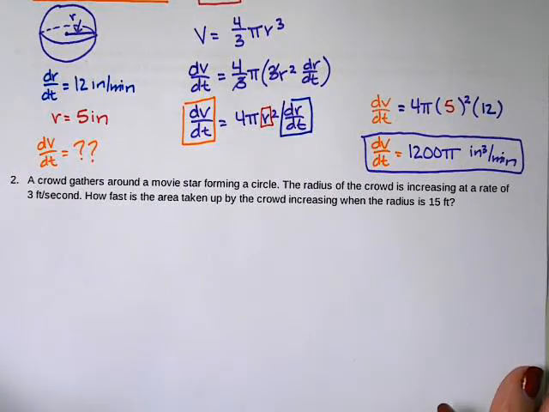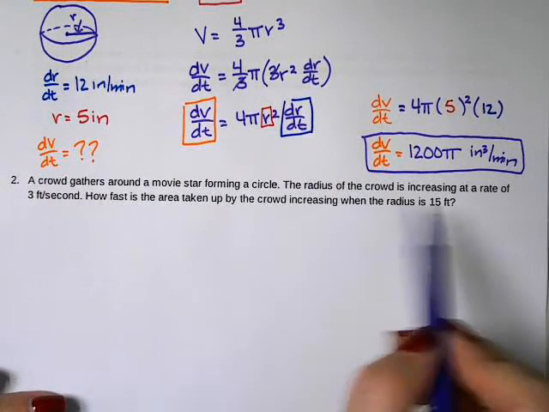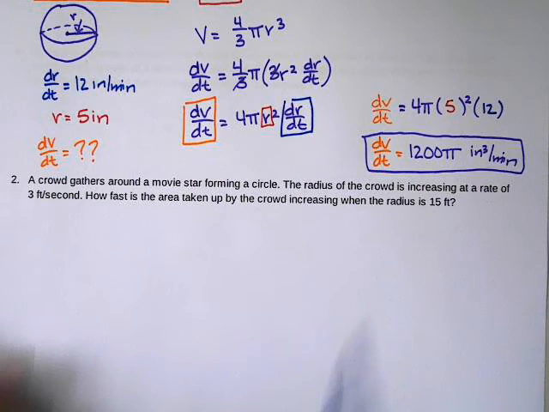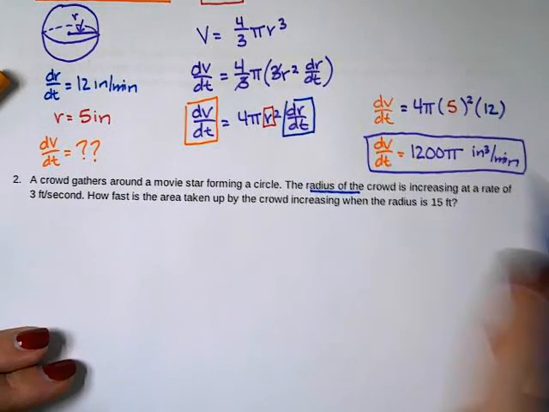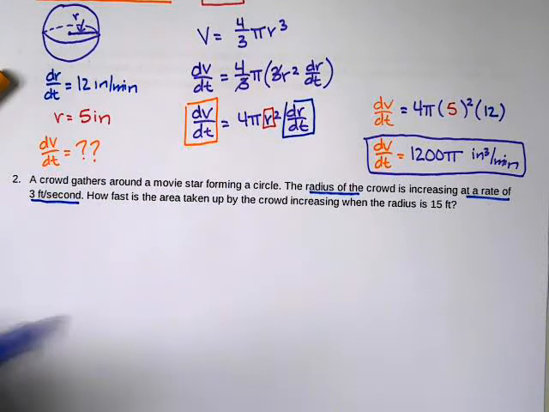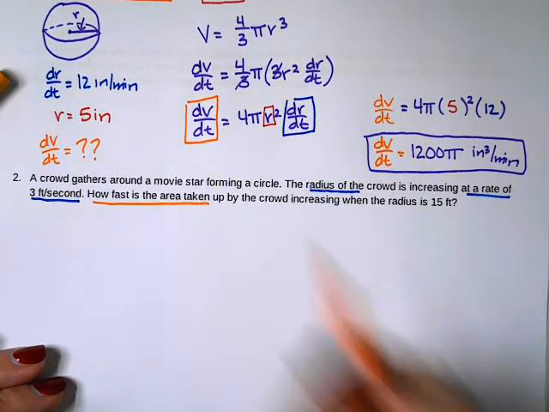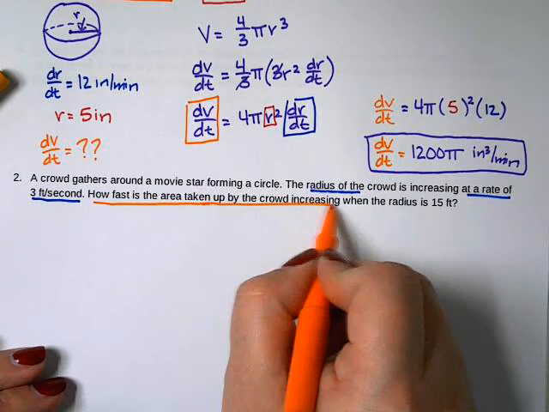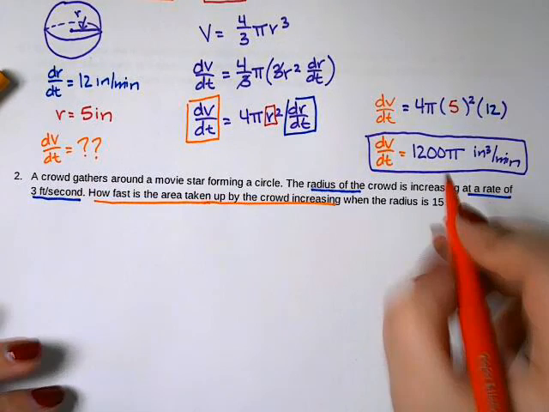Let's take a look at another one. So a crowd gathers around a movie star forming a circle. The radius of the crowd is increasing. So radius is increasing at a rate of 3 feet per second. How fast is the area taken up by the crowd increasing when the radius is equal to 15 feet?